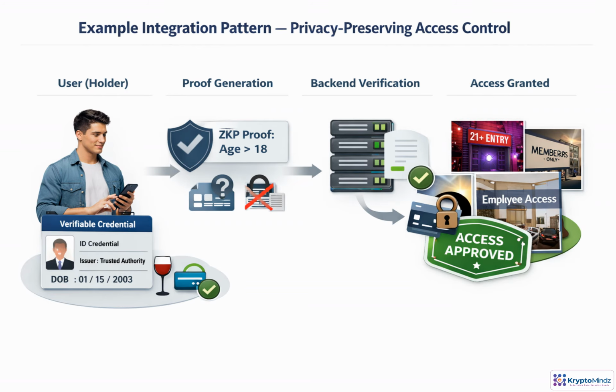One practical pattern is privacy-preserving access control. The verifier sets a policy, such as trusted issuer and age over 18. The holder creates a zero-knowledge proof that satisfies the policy without revealing their birth date or other credential details. The backend verifies the proof, then issues a short-lived session or access decision. Store only what you need.